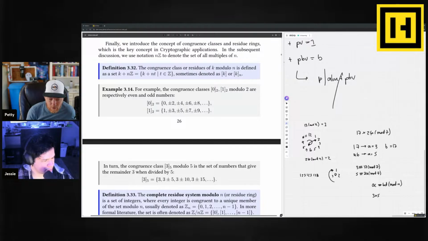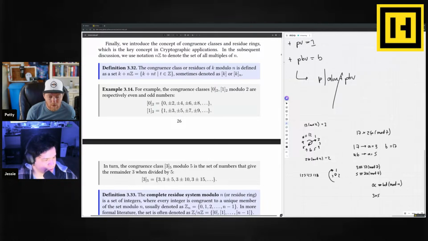And then, or there's no remainder, right? So if I look at that, and if I take a number mod 2, all of the numbers that have no remainder is that set, right?